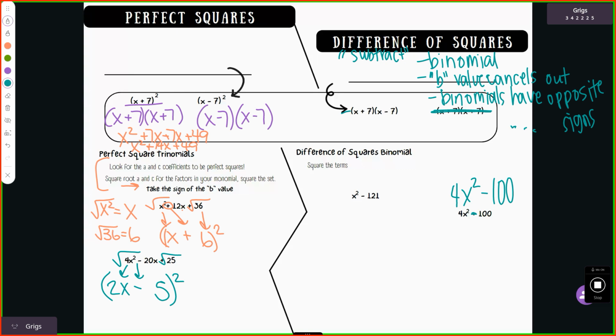Alright, for funsies, if I look at this, I'm going to FOIL it really quick. X times x gives me x squared. Okay, x times negative 7 gives me negative 7x, positive 7 times x gives me positive 7x, and negative 7 times positive 7 gives me negative 49. Are there any like terms to combine? Yes. So if I combine 7 negatives with 7 positives, it cancels out. That's why a difference of squares creates a binomial, because your b terms cancel each other out.